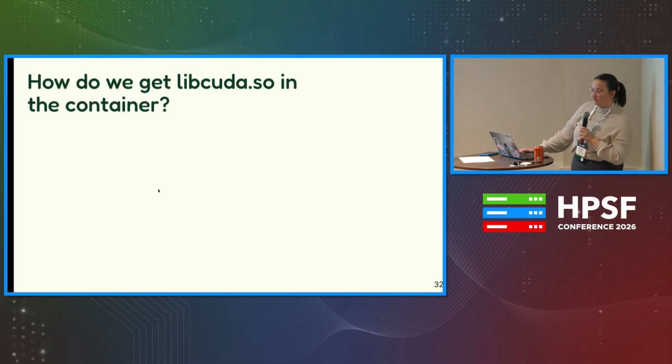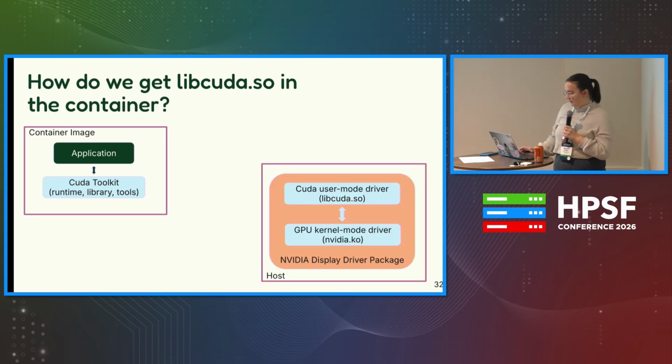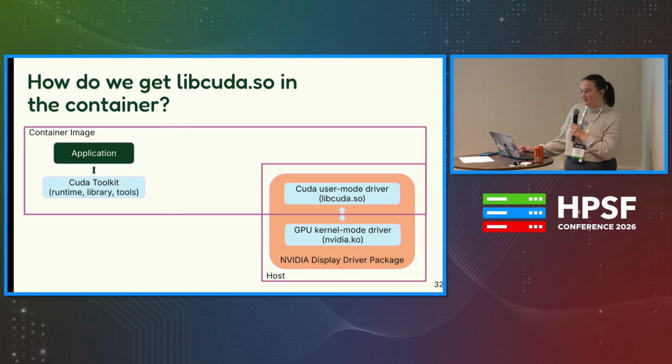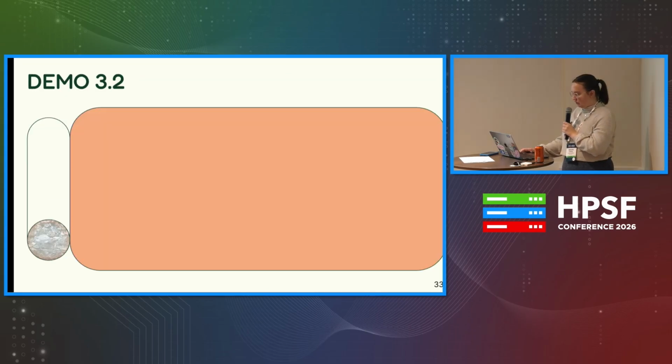The biggest difference, and thing to think about, is how do we get libcuda.so in the container? It's relatively straightforward with Charliecloud, but it's an annoying thing to think about. Over here we have our container image that has our application and the CUDA toolkit. Over here we have our host on our GPU node that has the NVIDIA display driver package, along with libcuda.so and NVIDIA.ko. The way we get access to libcuda in the container is we expand the container to include libcuda.so. Now they can communicate and it works and it's grand.